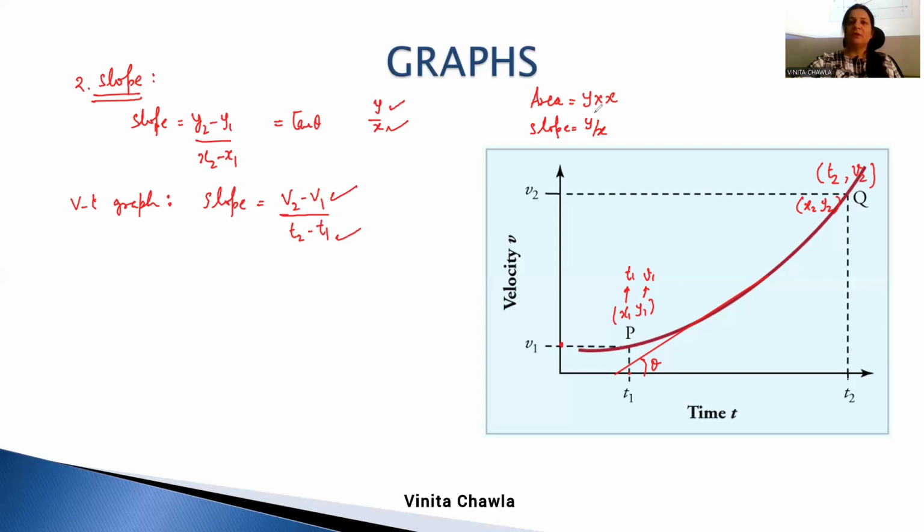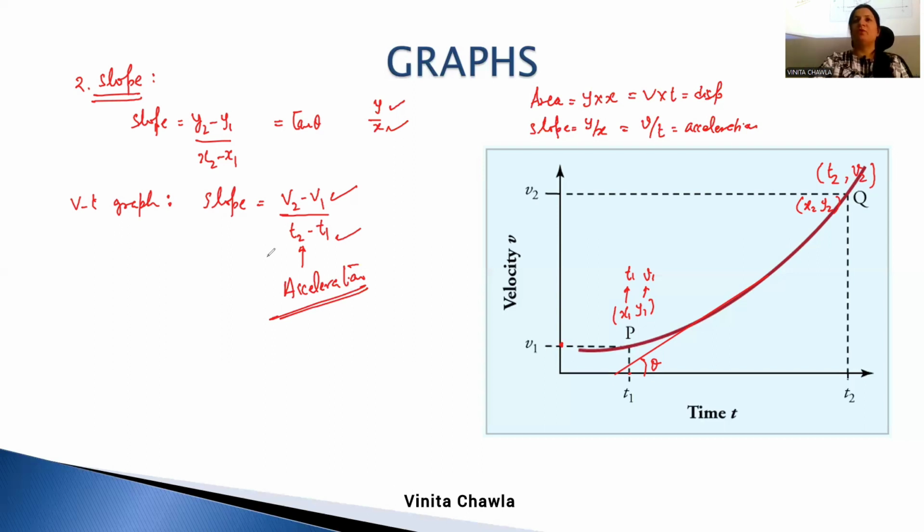This is the difference. So in VT graph, when we multiply v and t, we get displacement. But when we divide v and t, then we get acceleration. Yes. Then we get acceleration. Na? So the quantity that we'll get is acceleration here. So we get acceleration by finding slope of VT graph.